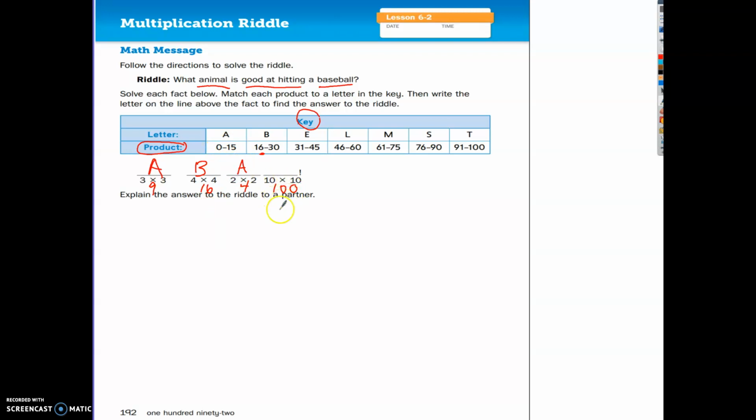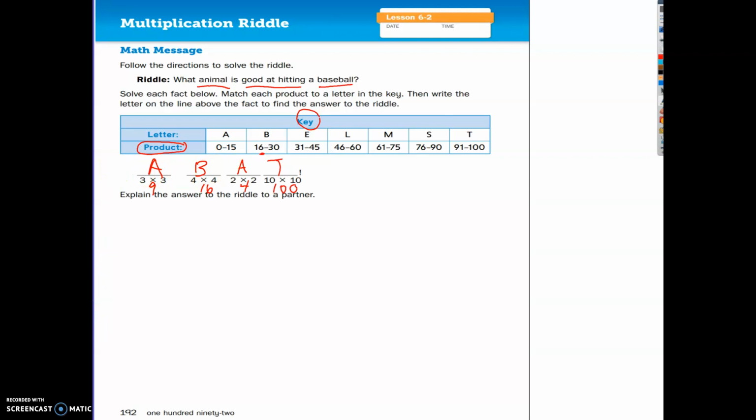10 times 10, wow, that's 100. I'm going to go all the way to the end because if my product is between 91 through 100, I have to put a T down. So the answer is a bat. What animal is good at hitting a baseball? A bat is. Well, here is what you're going to do.